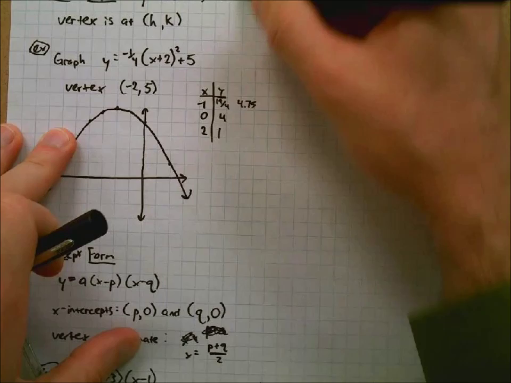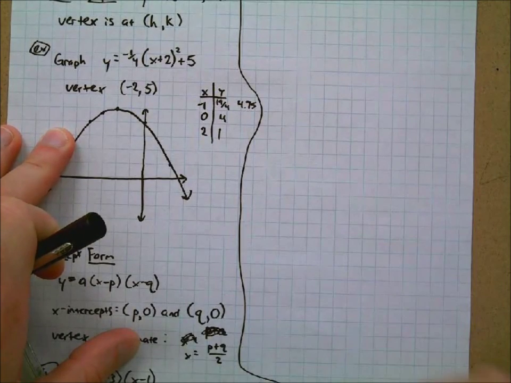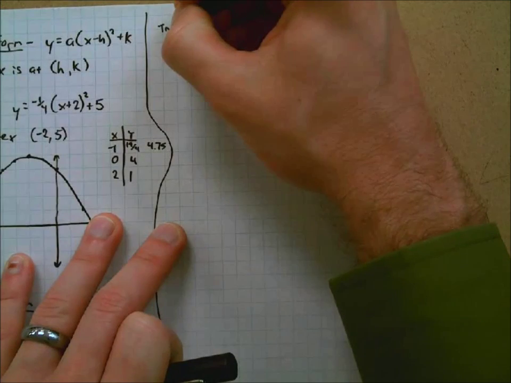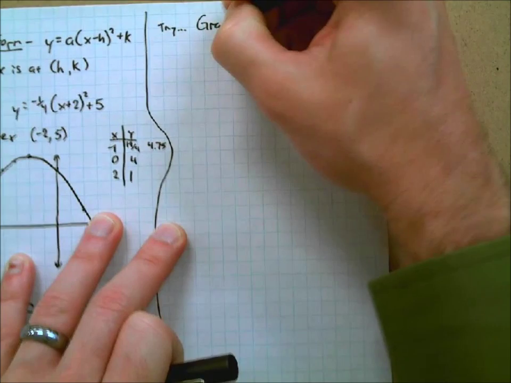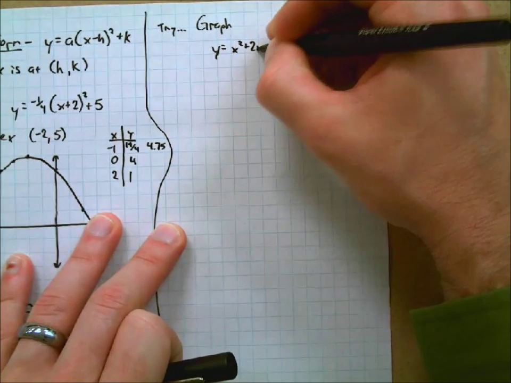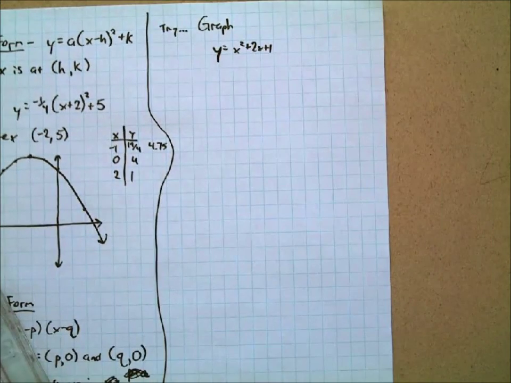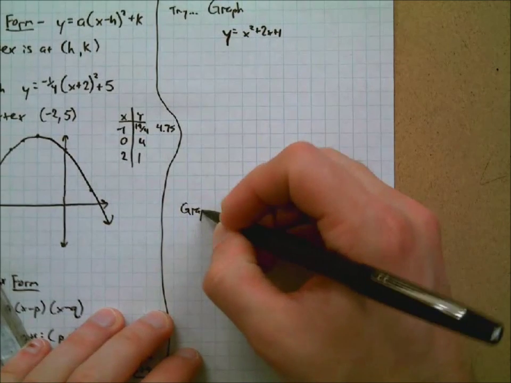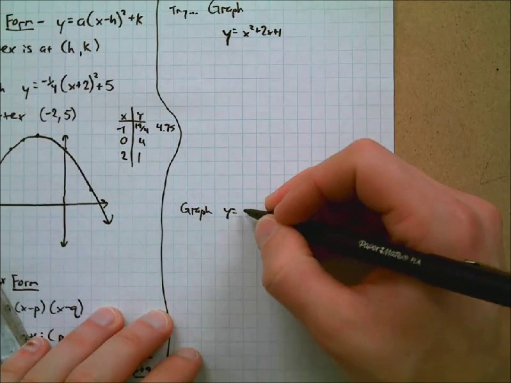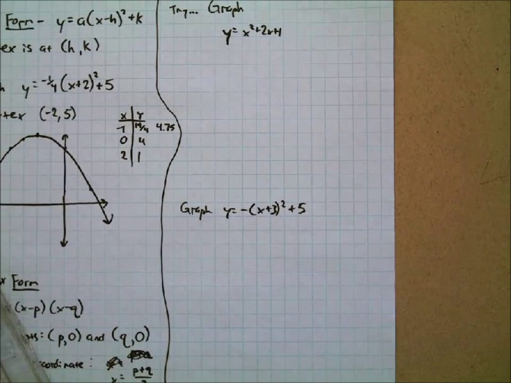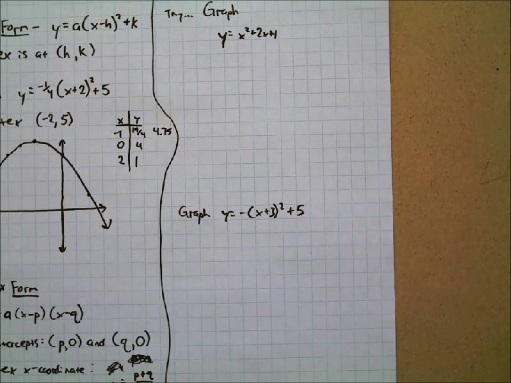Okay, here we go. Basic stuff. I'm just going to squeeze it in over here on this side of the graph paper. For you to try, I want you to graph y equals x squared plus 2x plus 1, and then also graph y equals -(x plus 3) squared plus 5. So there you go. Give those two a shot.